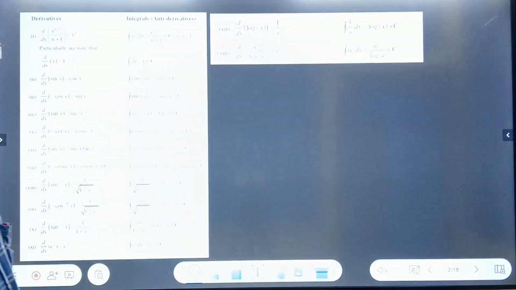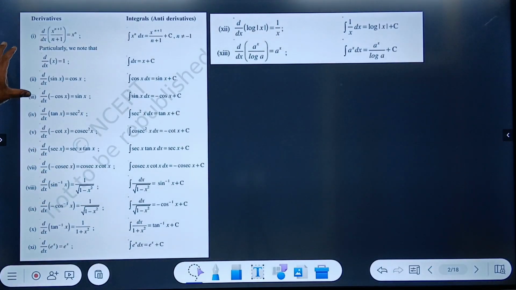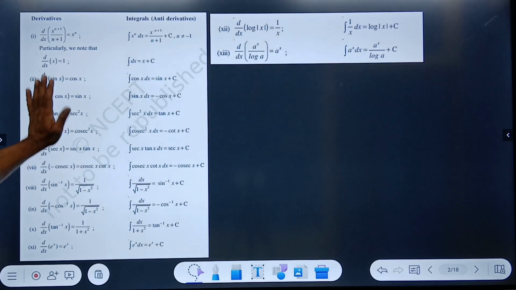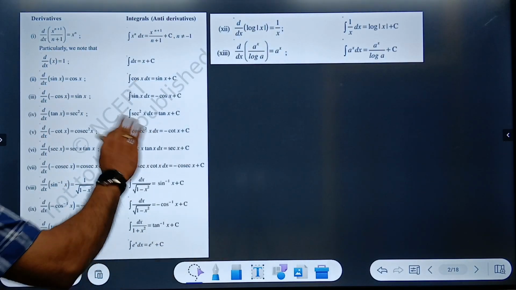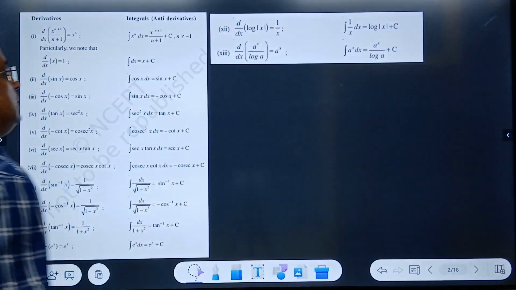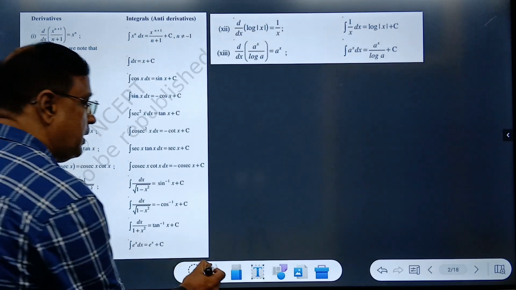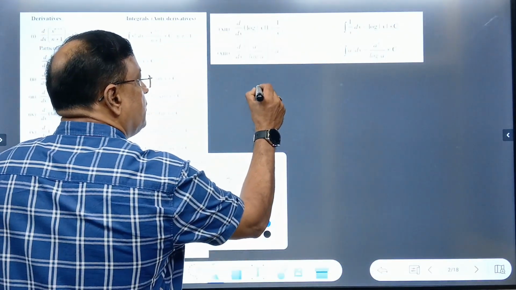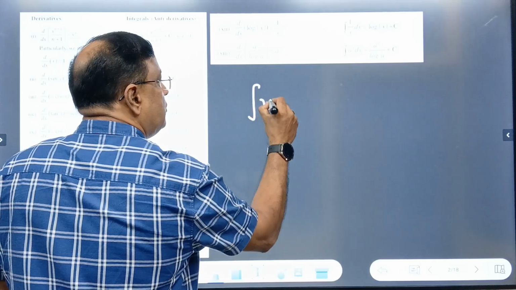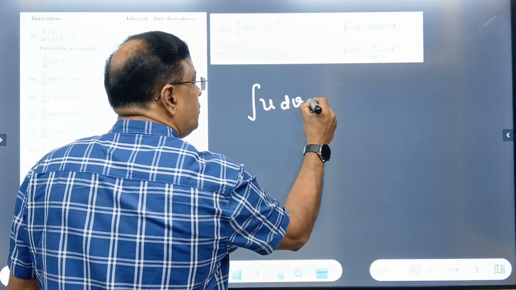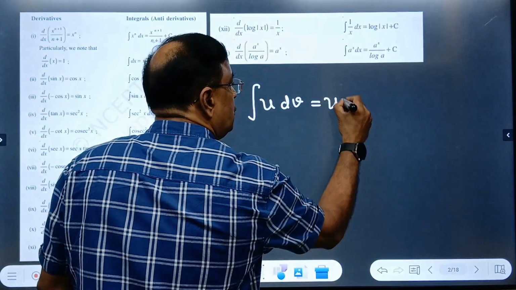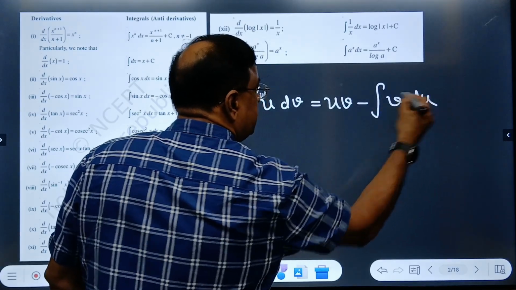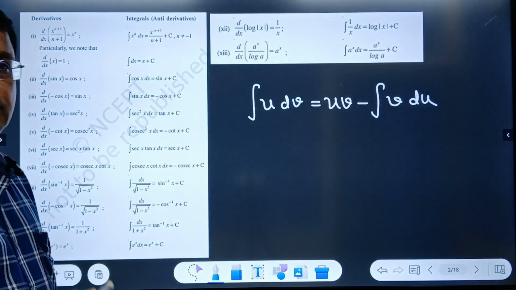Now, if you look at this, these are the formulas that are required for us, which I always give you. So just take note of these formulas. And now what is integration by parts? Suppose I want to integrate u dv. Integral u dv is nothing but uv minus integral v du. This is basically the product rule of differentiation.